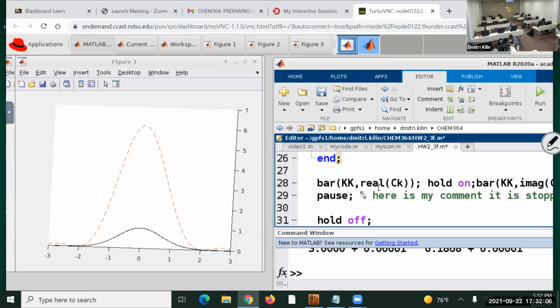We see that the real part is bigger than the imaginary. The black one is the original function, the bell shape, and this red dashed is something that we got as a result of the Fourier transform forwards and backwards. So basically that's it, and now we should explain not each line but the major lines that are responsible for this.